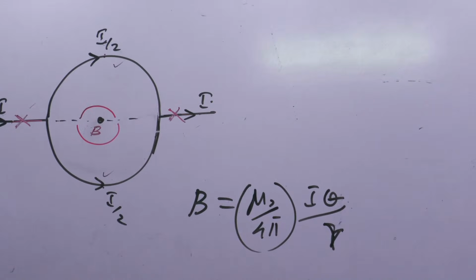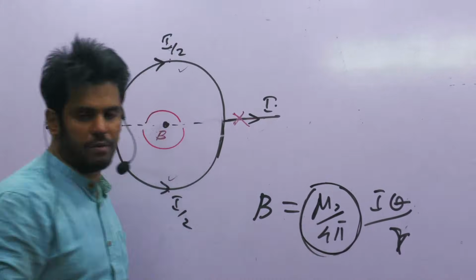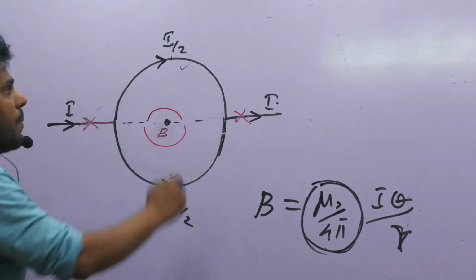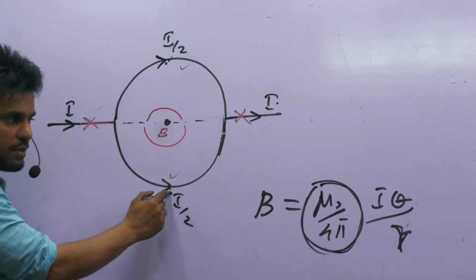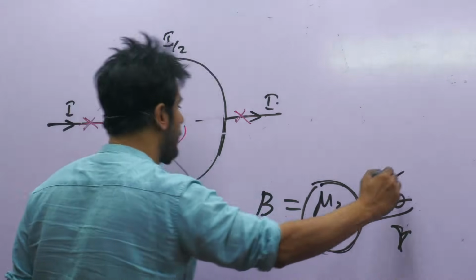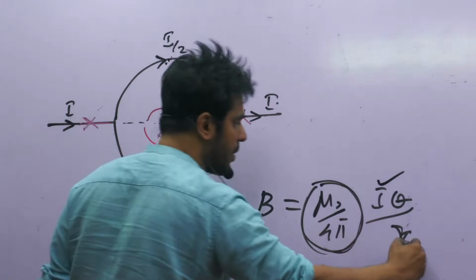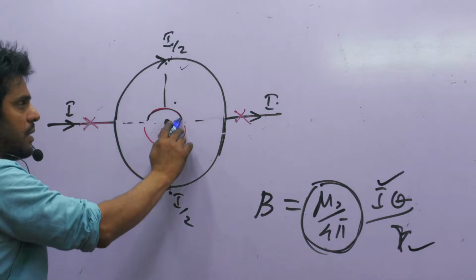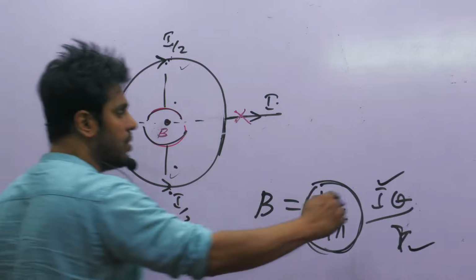Now do not simplify it. Everyone knows this value is common. That is a constant. The upper part and below part have the same current, I is the same. They have the same radius, R is also the same. They subtend an angle of 180 degrees at the center, theta is also the same.